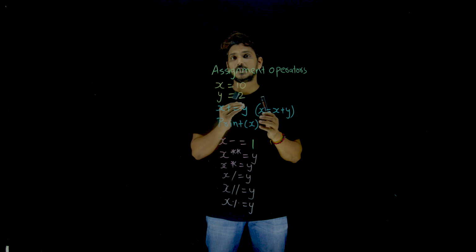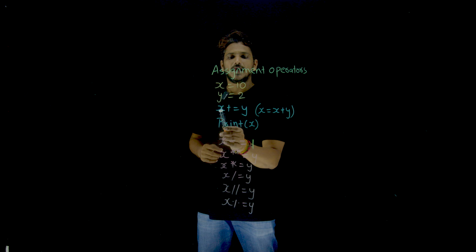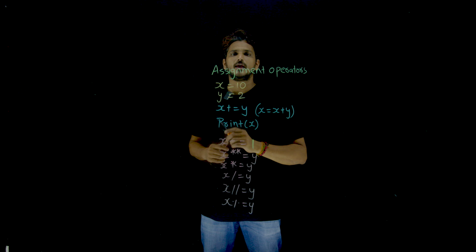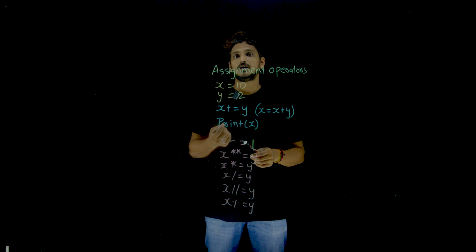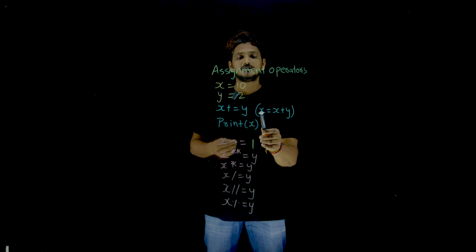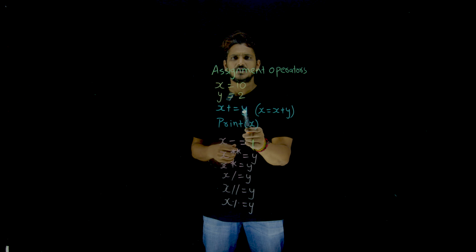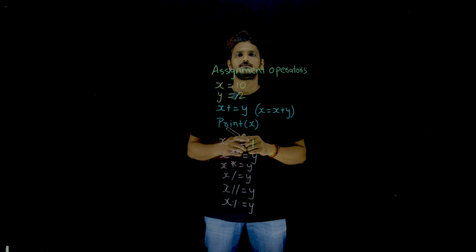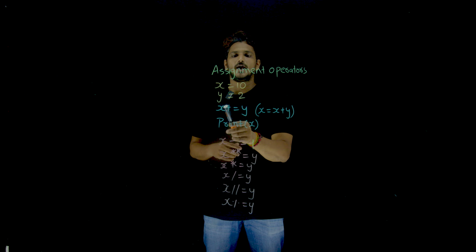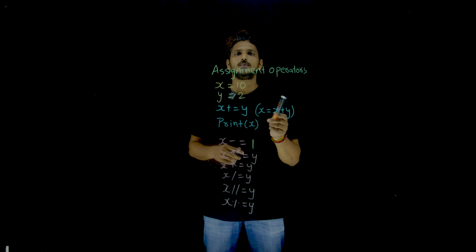And there is a shortcut in these assignment operators, x plus equal to y. What's the meaning of this? So instead of writing the expression x equal to x plus y, there is a shortcut. This is the shortcut. So if you write this expression, it is the same as this expression. So x plus equal to y means x equal to x plus y.